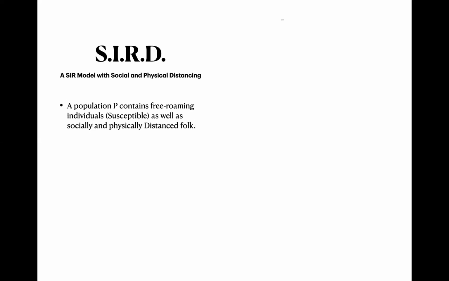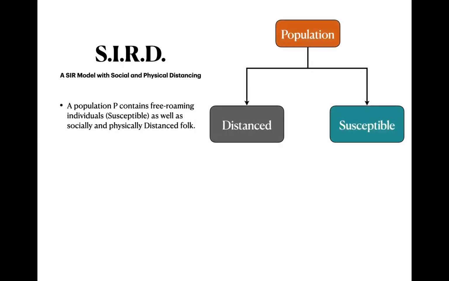So what I'm going to share with you next is a model I was working on before, as I was putting these lectures together. I call it the SIRD, S-I-R-D, for susceptible, infected, recovered, and distanced people. So what I did with this model is define a population P that contains free roaming individuals, those are the susceptibles, and people that are socially distant. So that entire population has people who are socially and physically distant, so staying at home, like me and my family, like all of you, right? And some people who are still susceptible, moving around, you know, healthcare workers, people at the grocery store, Amazon delivery people, etc. So those people are still moving around.